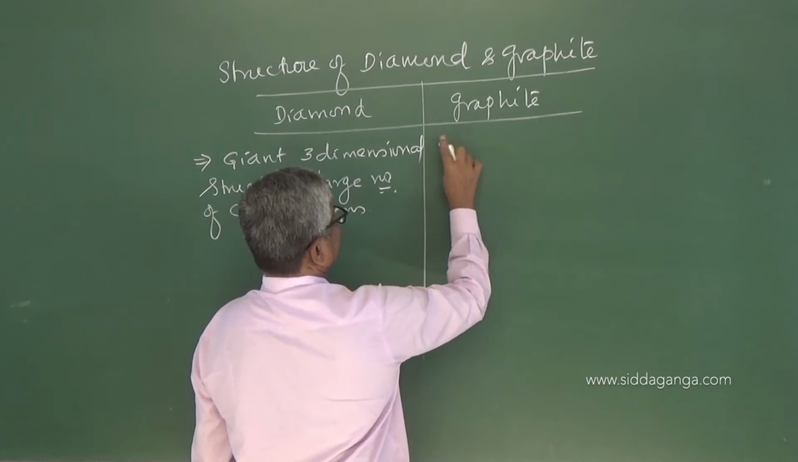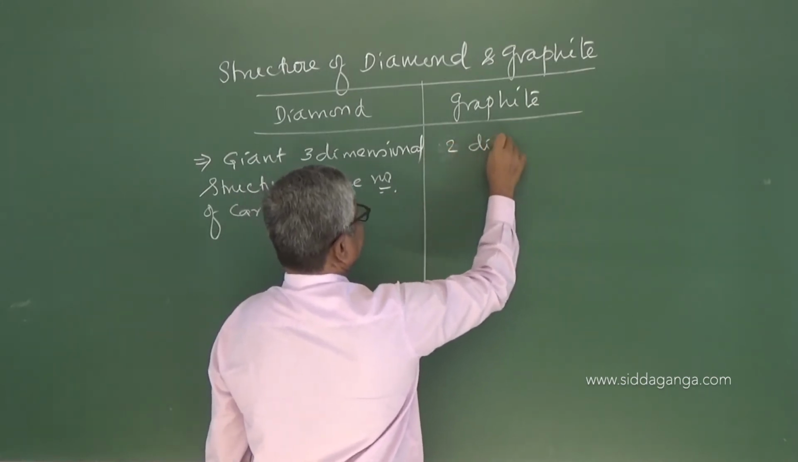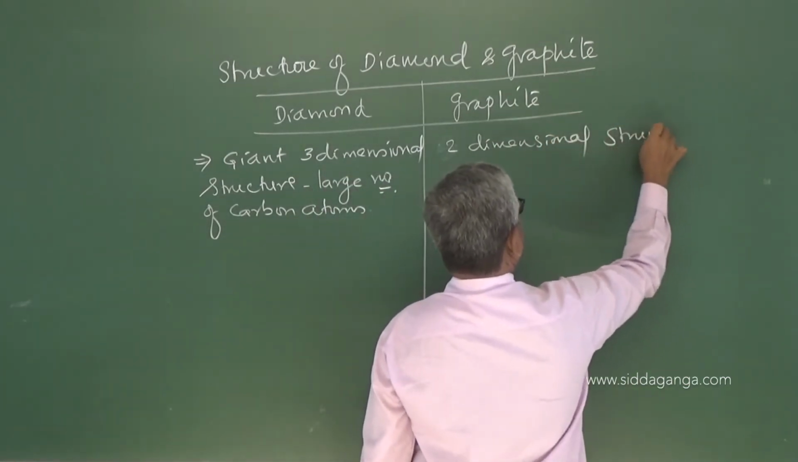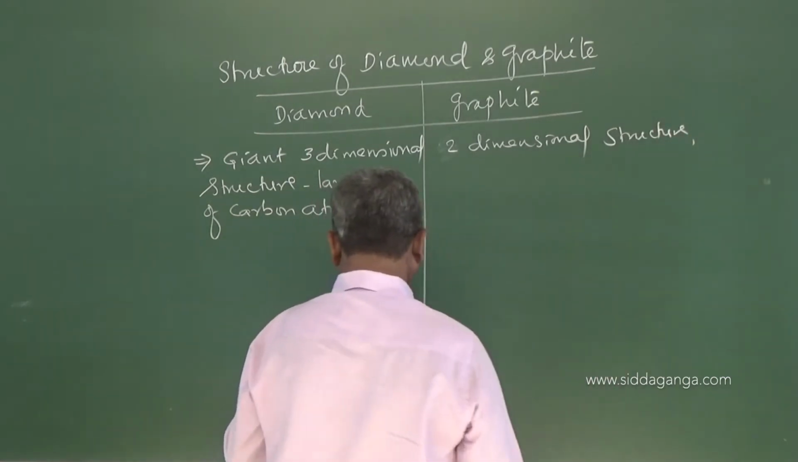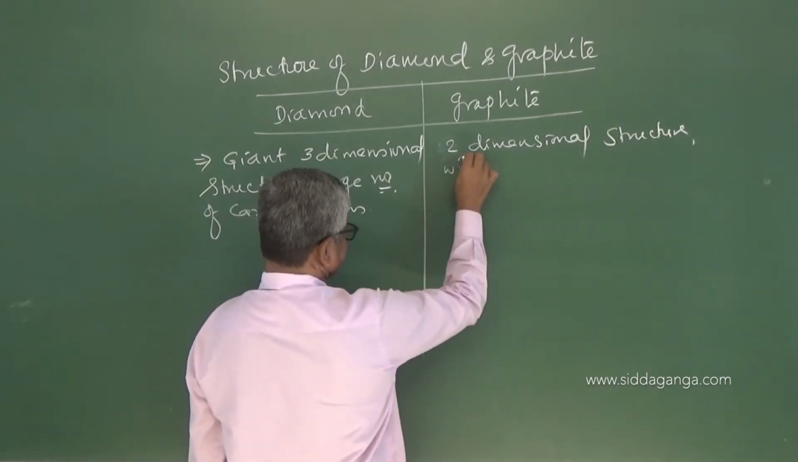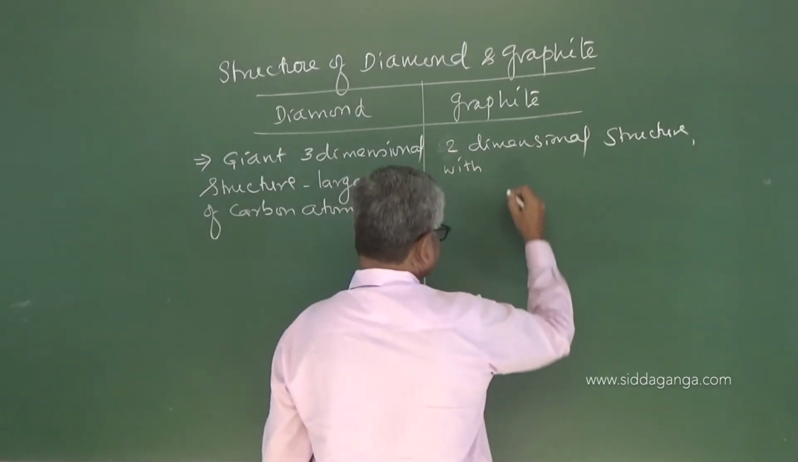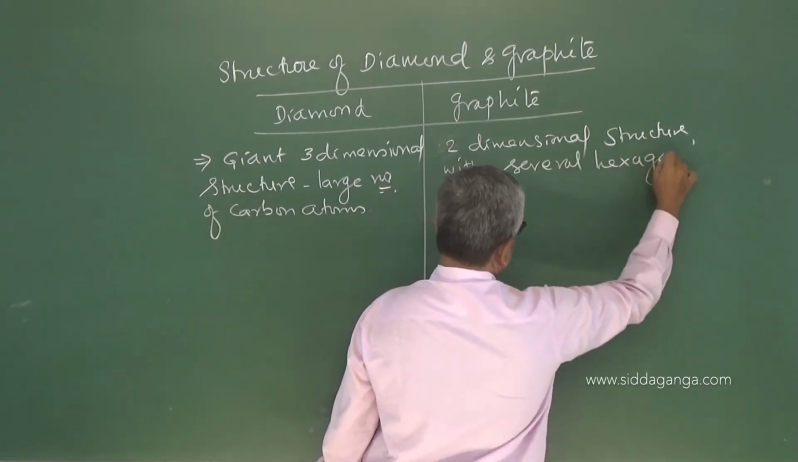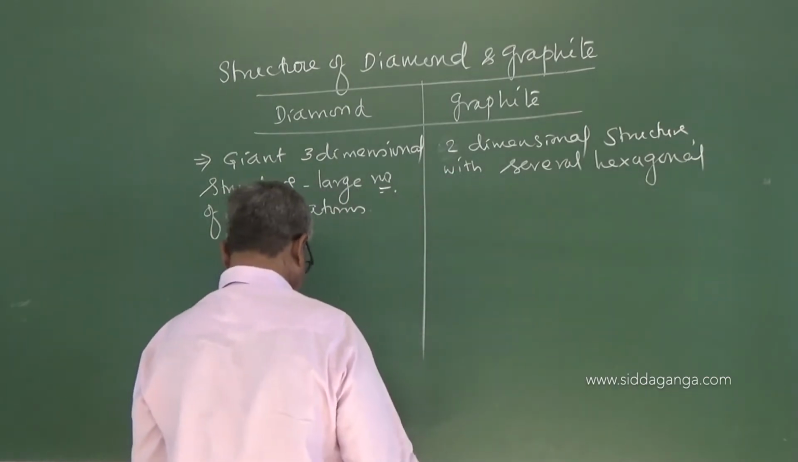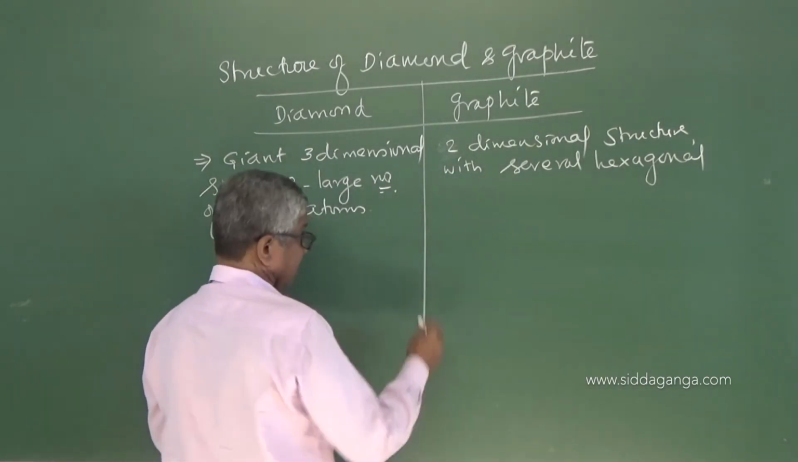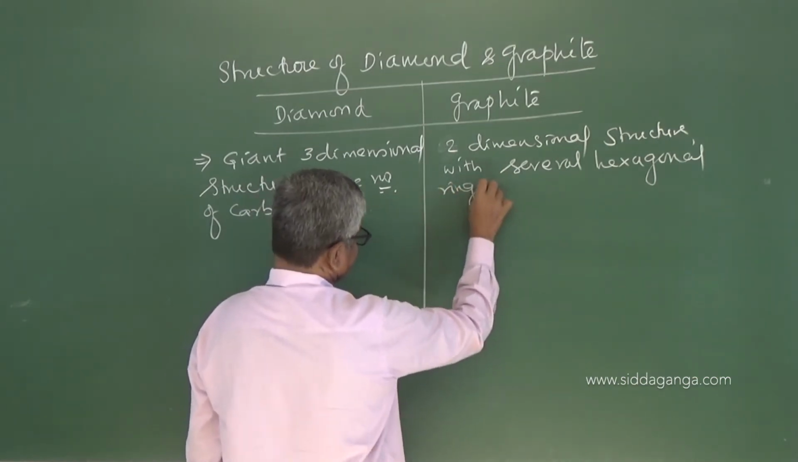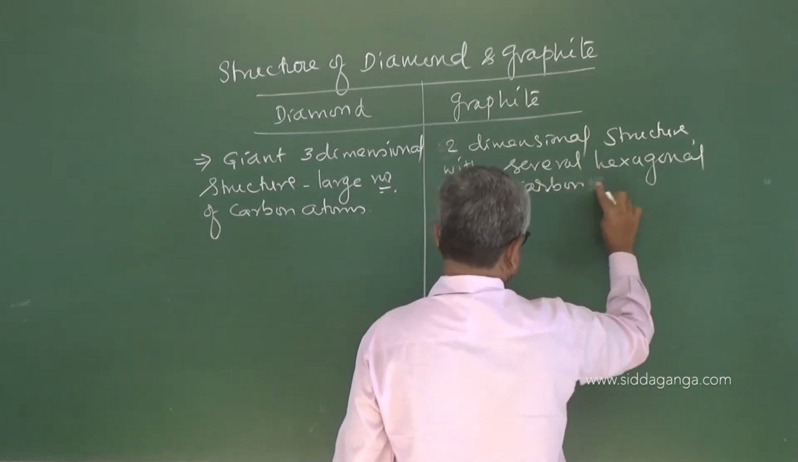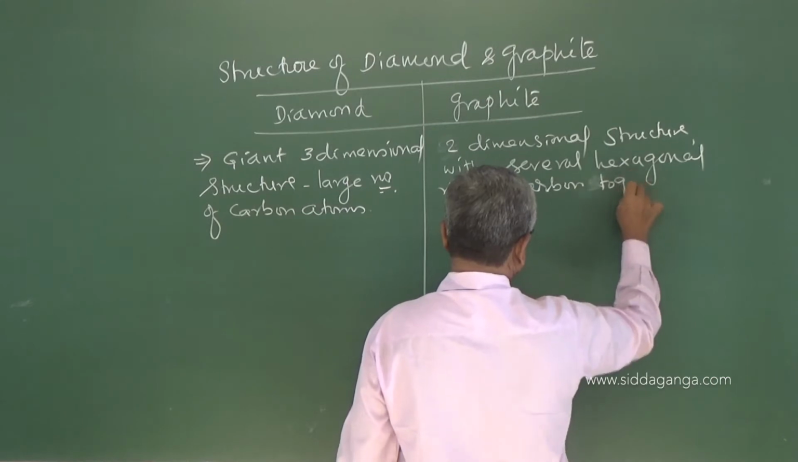And graphite is a two-dimensional structure with several hexagonal rings of carbon atoms, carbon fused together.